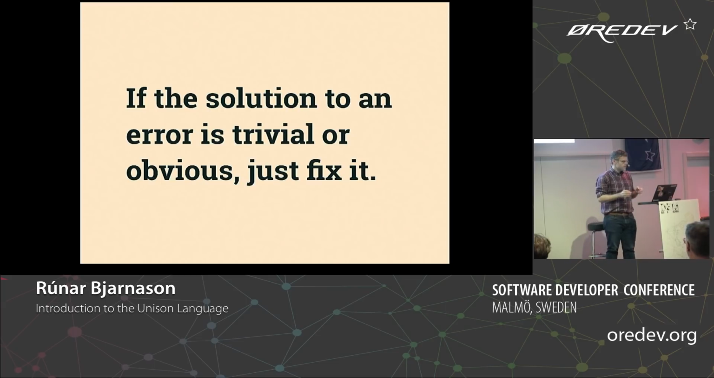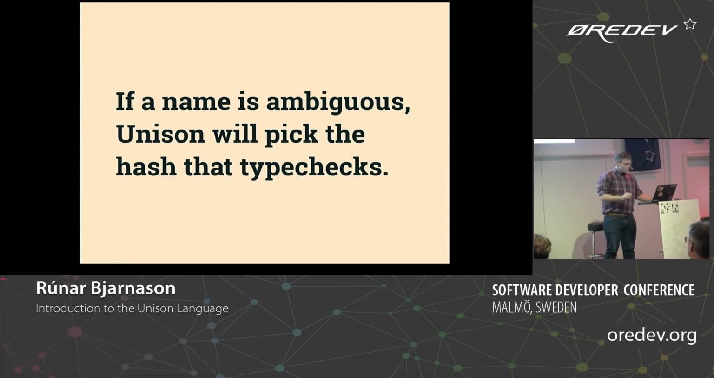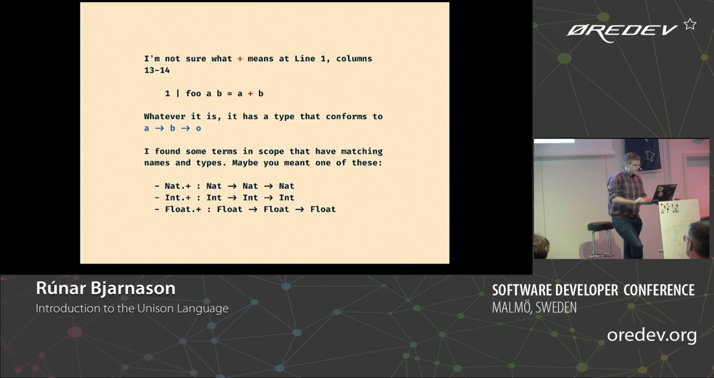So also, if the solution to an error is trivial or obvious, Unison will just fix it. It will not tell you about it and nag you to fix it. For instance, if a name is ambiguous and only one of the names that creates that ambiguity type checks, Unison will just pick the hash that type checks and not bother you anymore. All right? It will just assume you meant that hash and use it. But if a name is ambiguous and more than one solution type checks, it will nag you and tell you all the things that it knows that fit in that type.